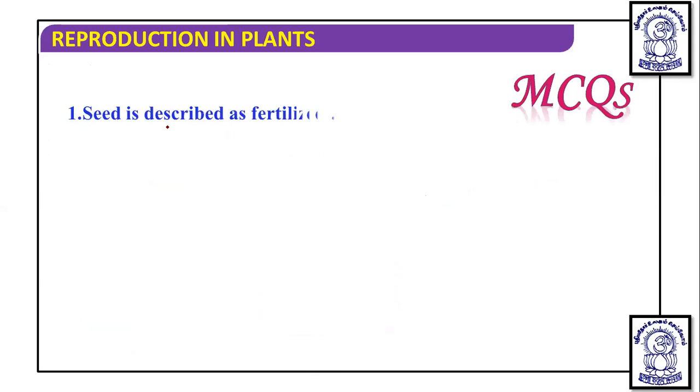Then let's talk about some of the questions. Seed is described as a fertilized what? You know that it is modified from the ovule. So seed is defined as a fertilized ovule. So the answer is ovule.